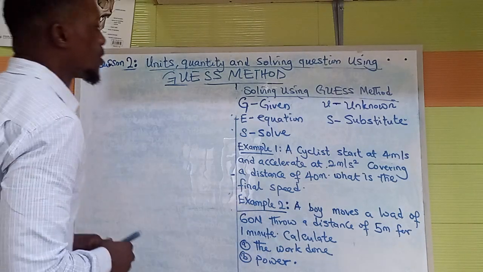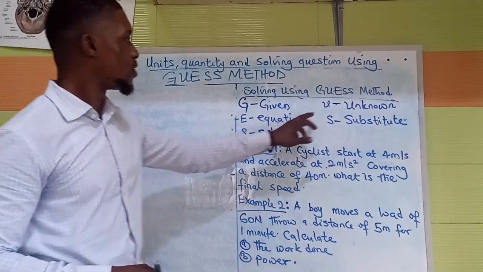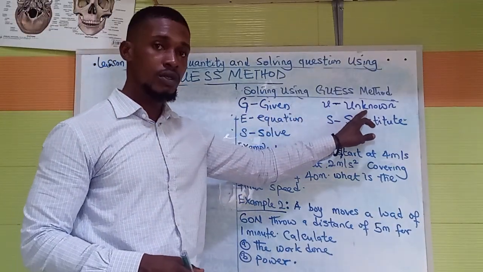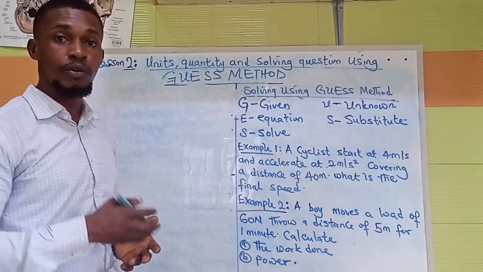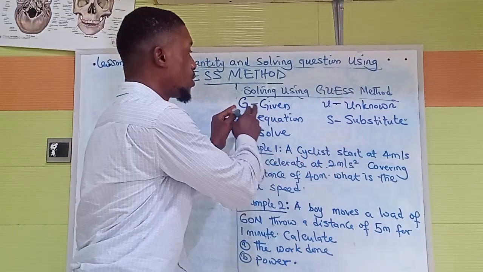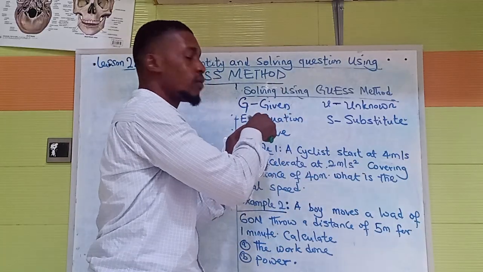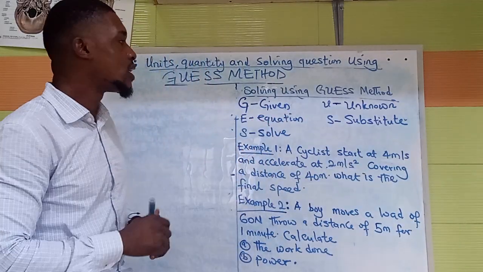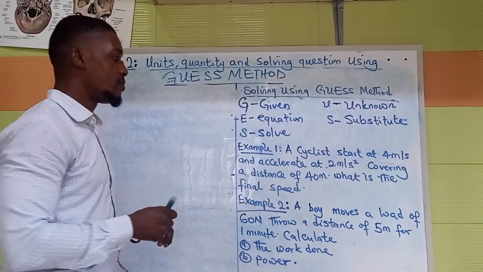So let's see what the GUESS method stands for. The G stands for given, the U stands for unknown, that's what you're looking for in the equation. The E is the equation, which is the formula to use. The S is substitute, so you substitute all the given parameters you got from the equation into the formula and then you solve. Now let's see how we can solve these examples using the GUESS method.